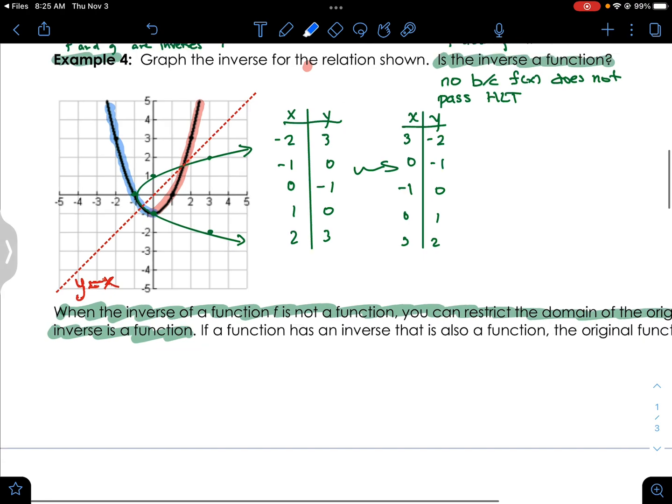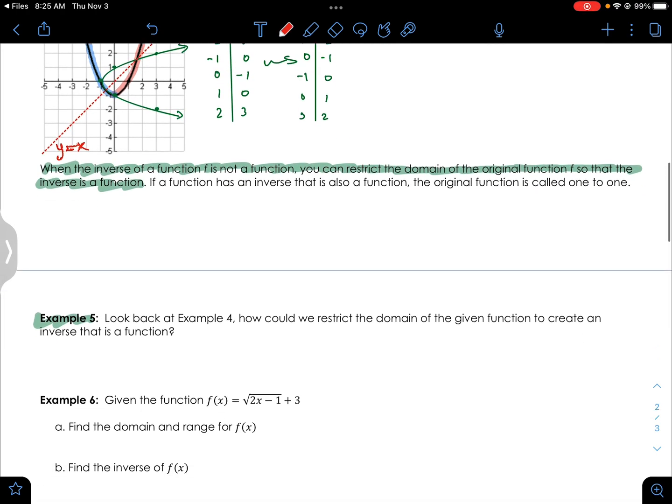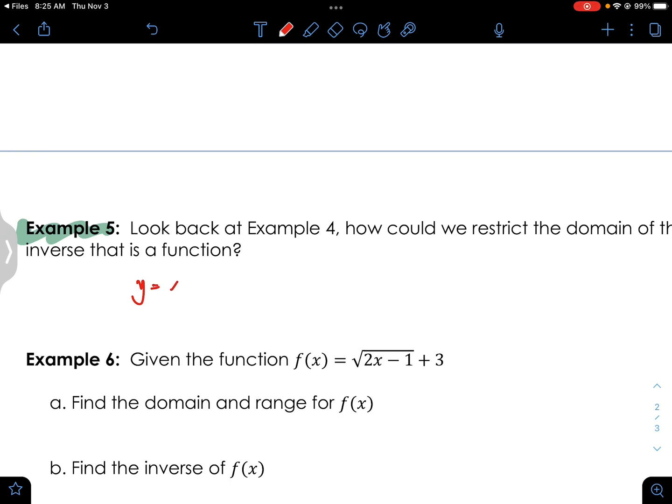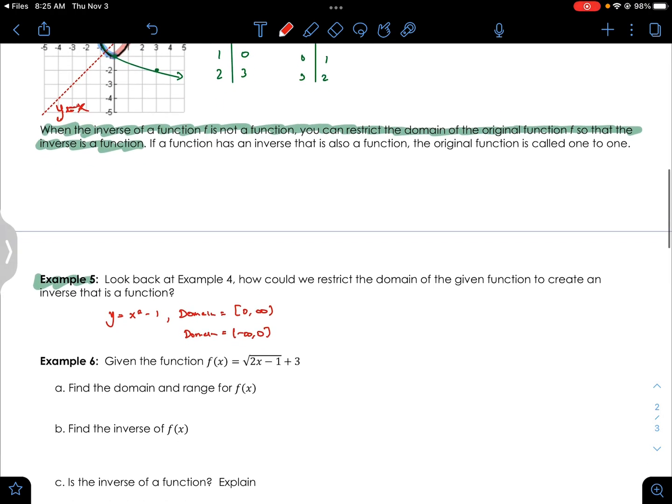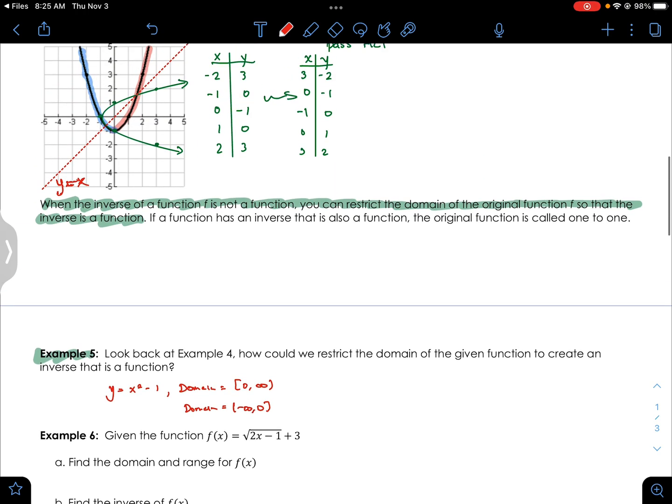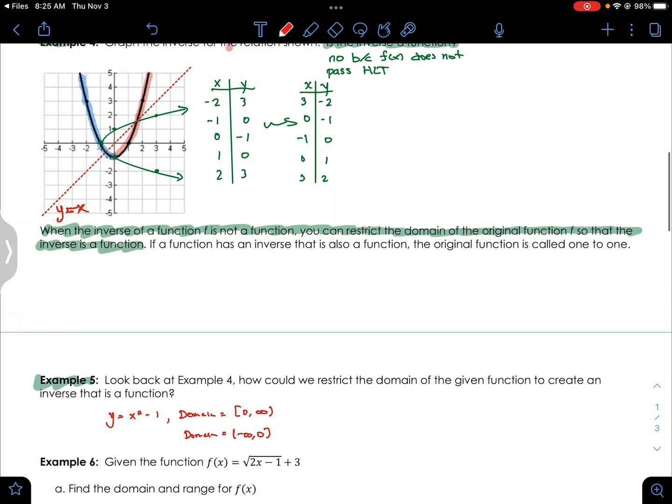So one way that we could restrict the domain is we could say that we had the equation y equals x squared minus 1, but we're going to restrict the domain to be 0 to infinity. Or we could restrict the domain to be negative infinity to 0. So you can restrict it so that you only have half of the original function. And again, you can do that anytime that you have a function that is not one-to-one. You can find a way to restrict that domain so that you can have an inverse that is a function.